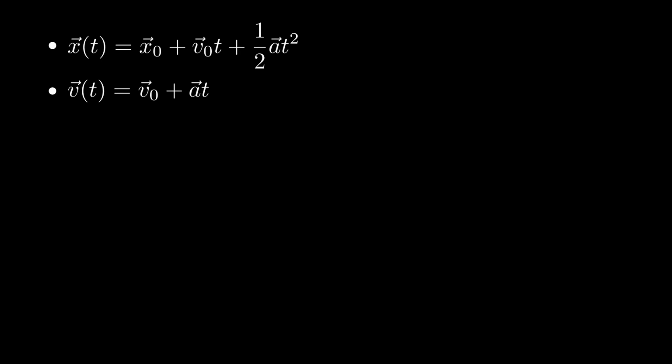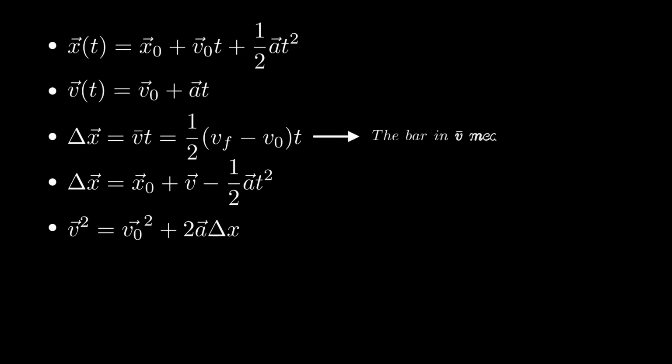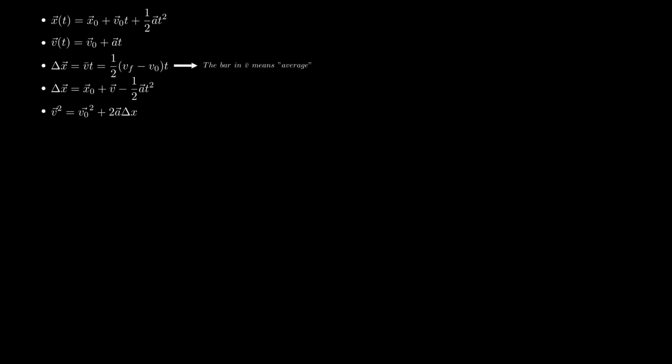By combining these two equations in various ways, we can derive 3 more equations to round out our arsenal. We can then use these equations to solve any problem that relates to motion that has a constant acceleration using the 5, 4, 3, 2, 1 rule.